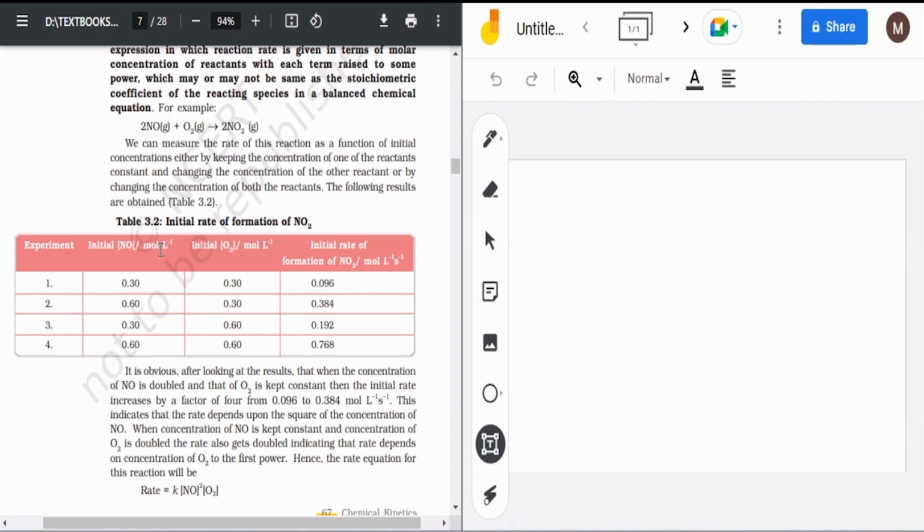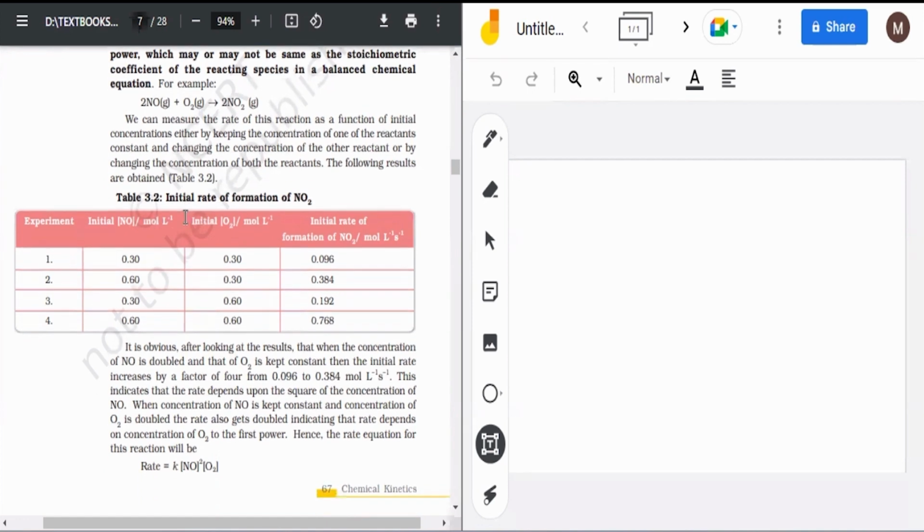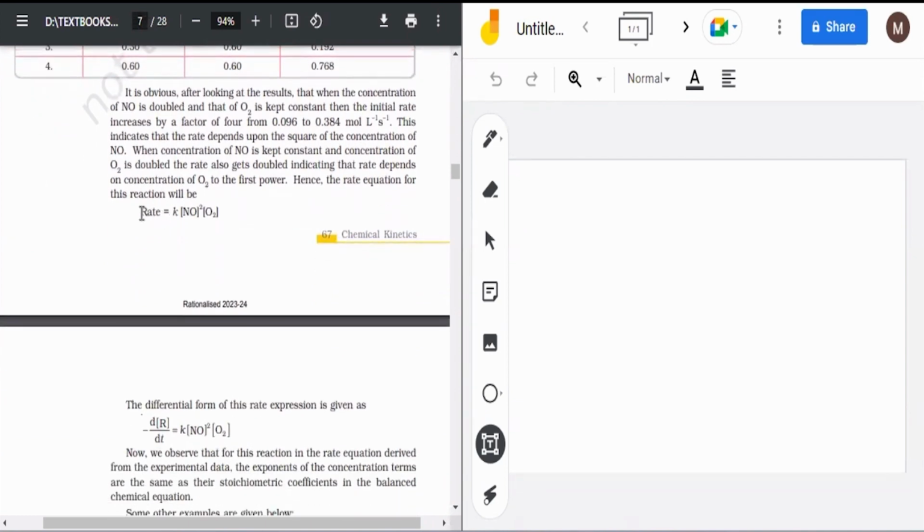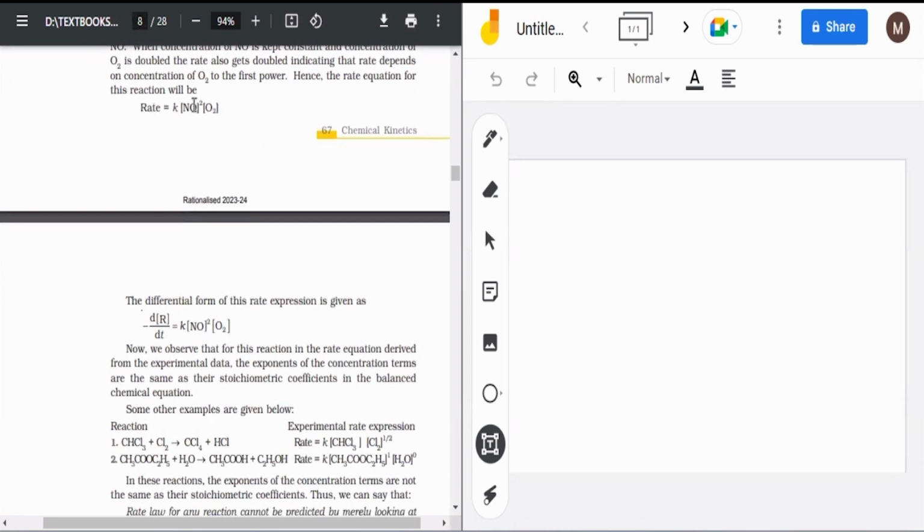So the rate law will be like NO power 2 and O2 ki power 1. Here it is coming equal to the stoichiometric coefficients, but it is not at all necessary. It will differ going ahead. Like here it is equal to K, NO to the power 2, O2 to the power 1, because doubling NO concentration is making NO2 concentration 4 times, and doubling O2 concentration is making NO2 concentration also double. So it depends on power 1 of O2 and power 2 of NO. So this is a rate, and I'm writing it in differential form.